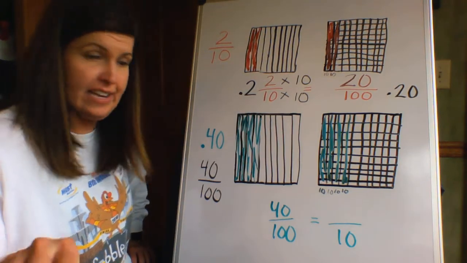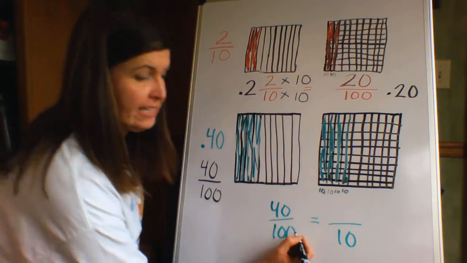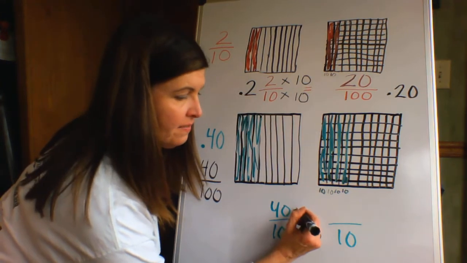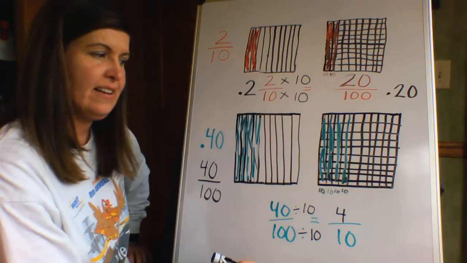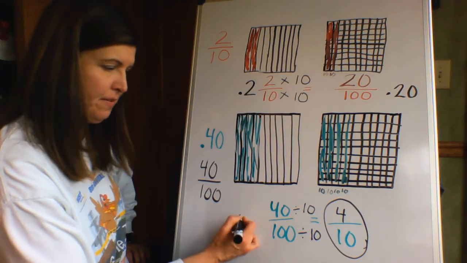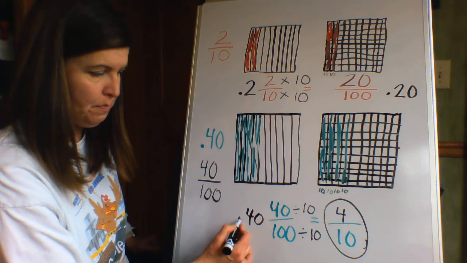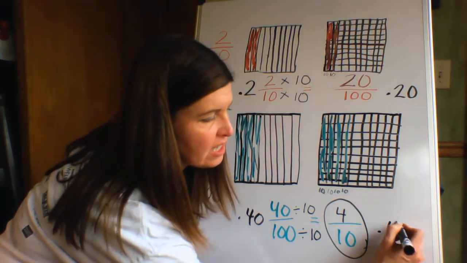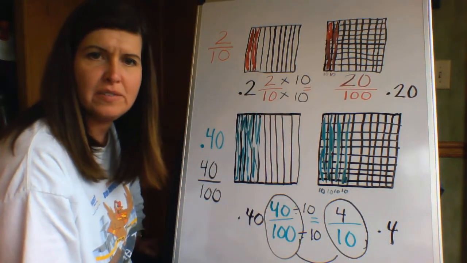So I can divide that 100 by 10 and divide my 40 by 10 to simplify that to show it in tenths. And just like before, we had our decimal, which is 40 hundredths, and that's going to be equivalent to 4 tenths. And those two are equivalent.